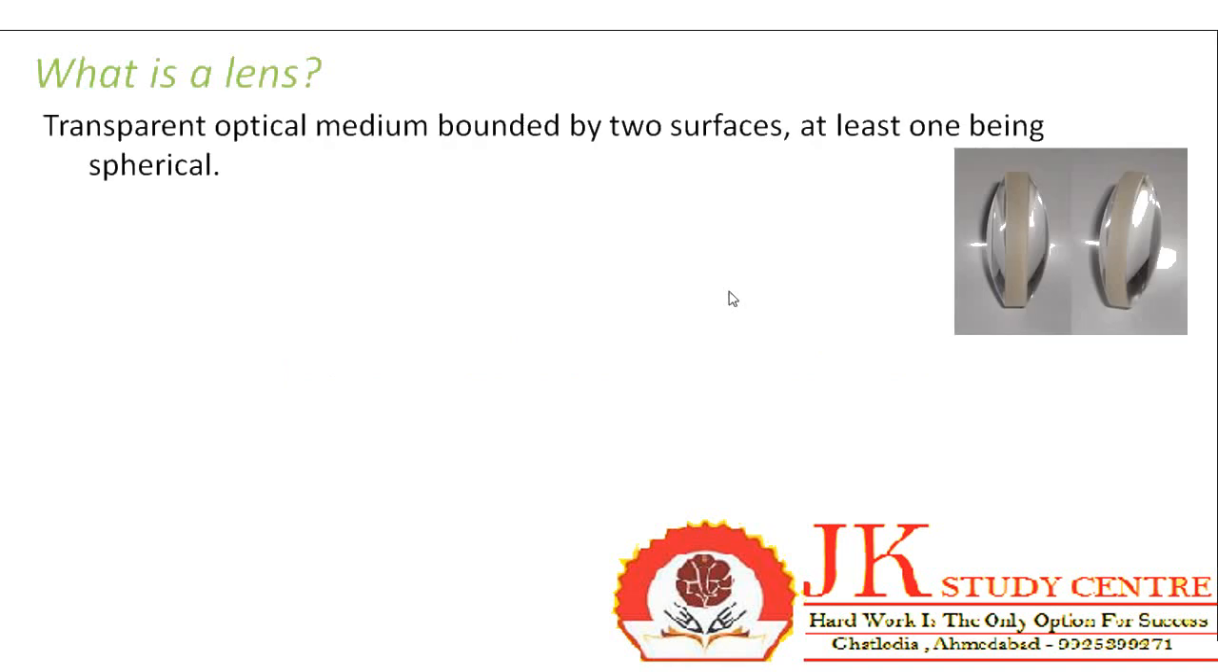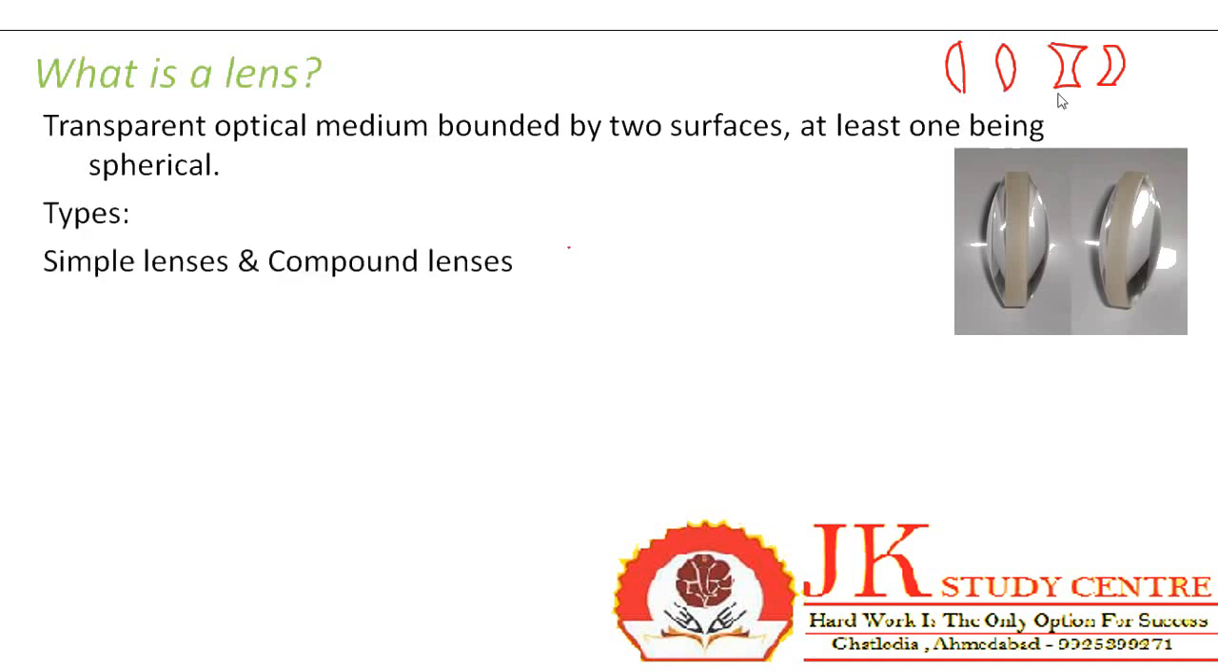It is a transparent optical medium bounded by two surfaces, at least one being spherical. So that means it is an optical medium, transparent, which has two surfaces. Now one of the surfaces has to be a spherical surface. That means there are different types of lenses that can be formed. You can have one spherical surface, one plane surface. You can have both spherical surfaces in this way, one spherical surface and another as well spherical surface. So there are different types of lenses that can be formed by different combination of spherical surfaces.